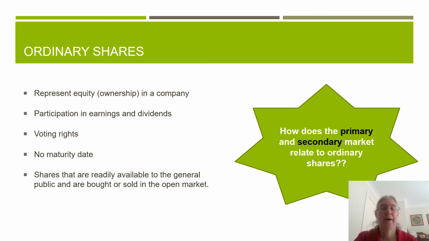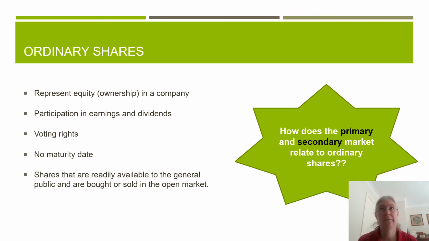So if you are buying ordinary shares, that means that you are owning a little part of the company. It's representing equity. You get to participate in the earnings by receiving dividends, as long as it's a dividend paying share. You have voting rights at the AGM.